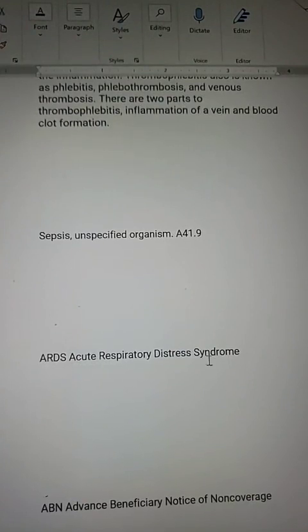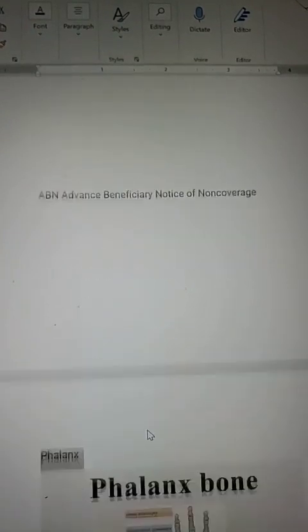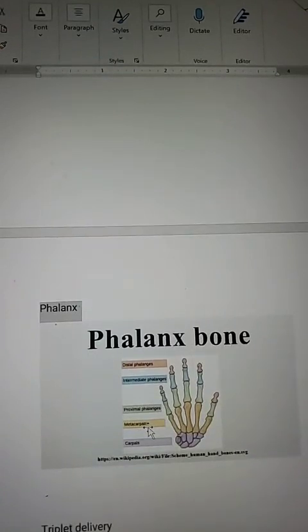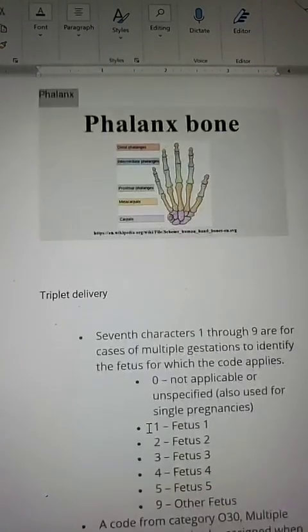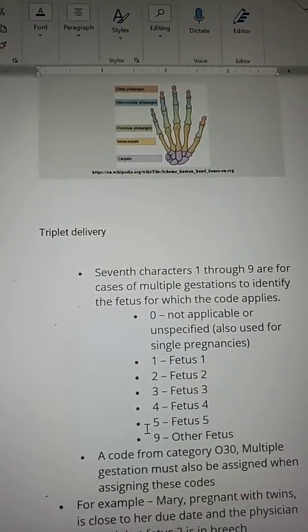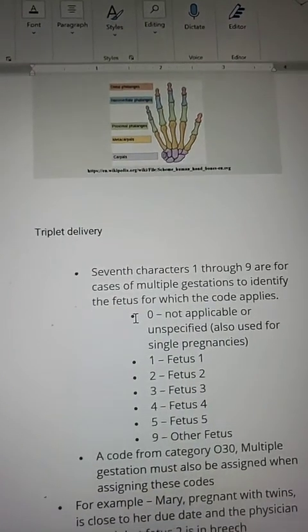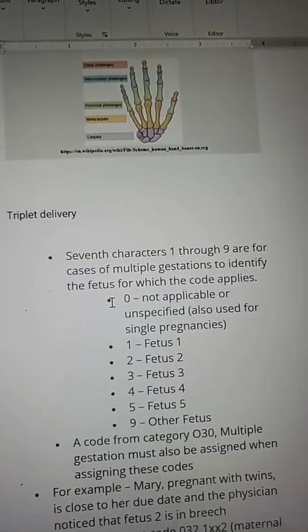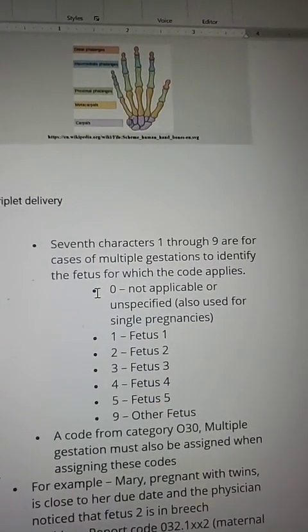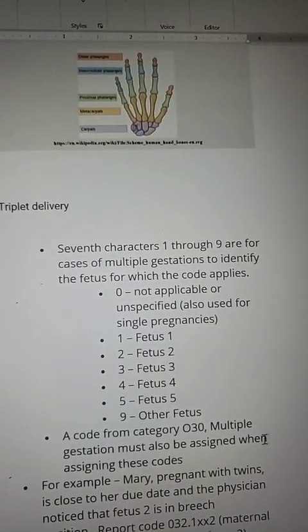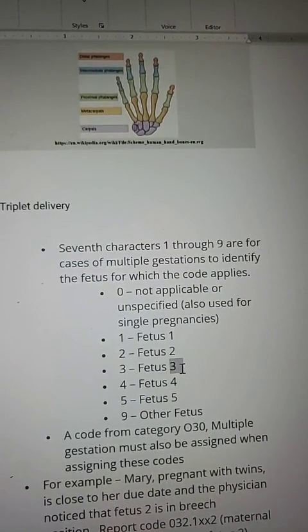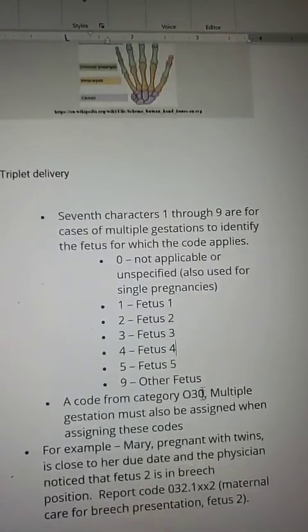Be sure you know what acute respiratory distress syndrome is, what an ABN is, where the phalanx bones are located. That she had a triplet delivery where the first 2 were vaginal, the third one was C-section due to breech. And I wanted to remind everybody there is some 7th character information you need to make sure you recognize. That might help eliminate some answers. So if the 7th character in an answer didn't say 3, then you know you're not in the right answer to begin with. So be sure you know about that.